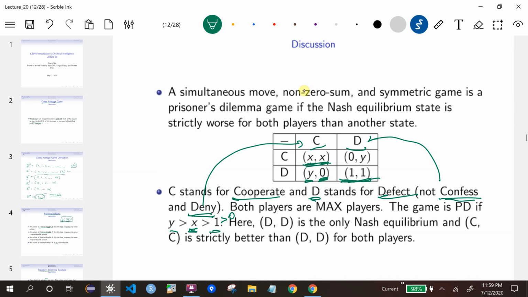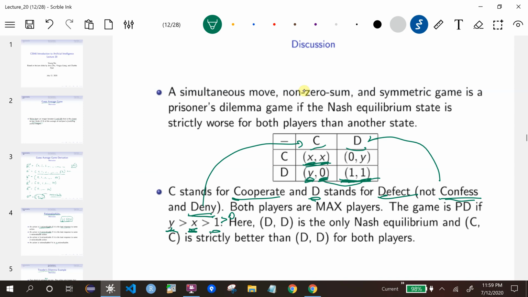So that prisoner who lied will serve an even longer sentence compared to, say, the case when they both confess. So 0 is even less than 1. And y here: suppose I'm the only one confessing, then I will serve an even lighter sentence compared to if both of us confess. So y is strictly larger than x.